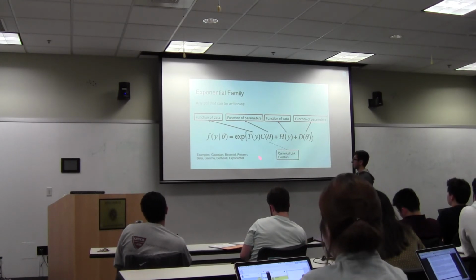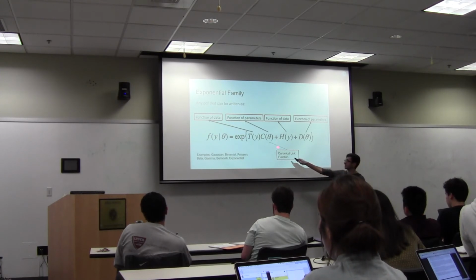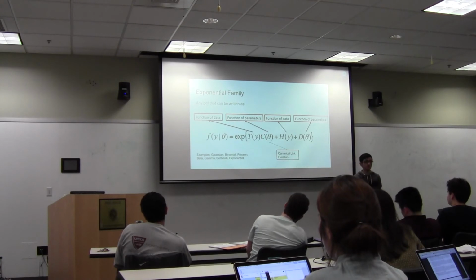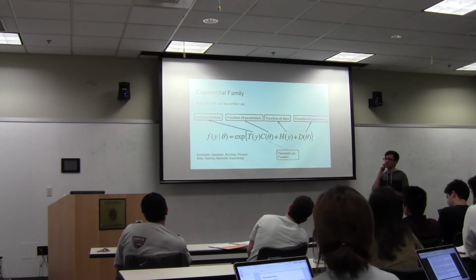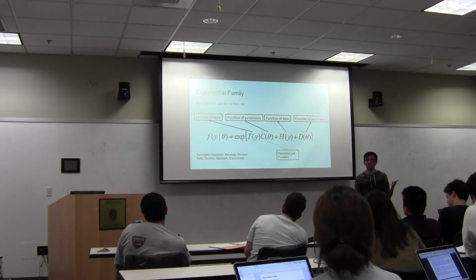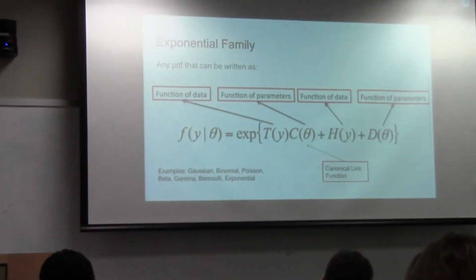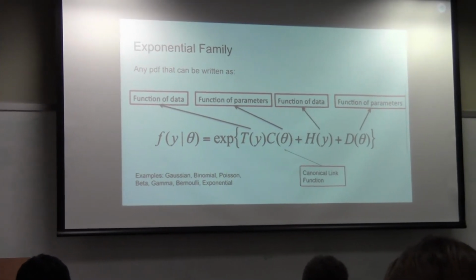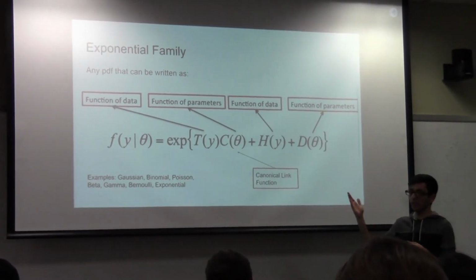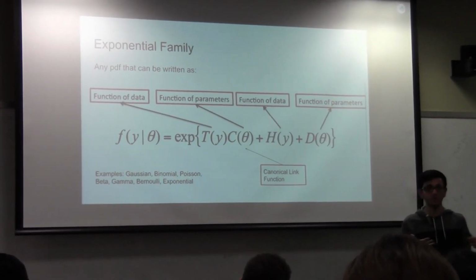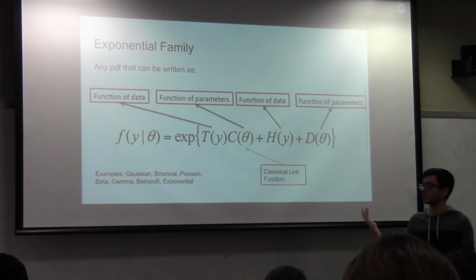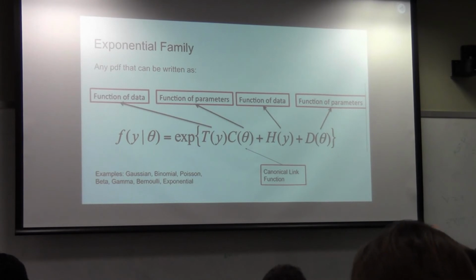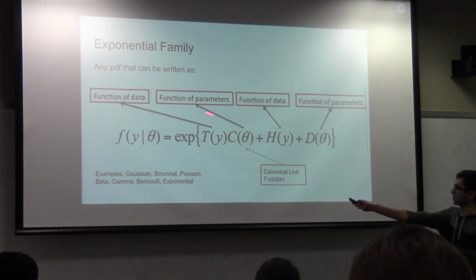Some examples are Gaussian, binomial, all the ones listed here. And this C function has a special name. It's called the canonical link function. It basically lets you fit a certain model to that distribution, and I'll get into that later. She went over a few examples of how you turn Poisson into this form, or how you turn a binomial into this form, and they all end up with this structure right here.